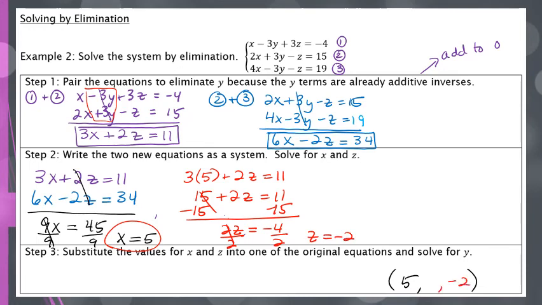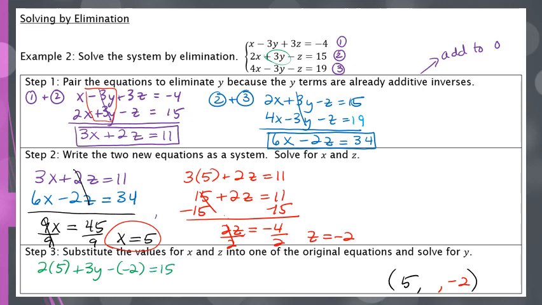All I have to do now is plug both of those back into one of my original equations to find y. So I'm going to choose to plug into equation 2. And the reason I'm choosing equation 2 is because my y coefficient is positive. It really doesn't matter. It's just going to save me from having to divide by a negative when I'm done. Okay, so I have 2x, but I know that x is 5, plus 3y, minus z, and z is negative 2, and then that equals 15.